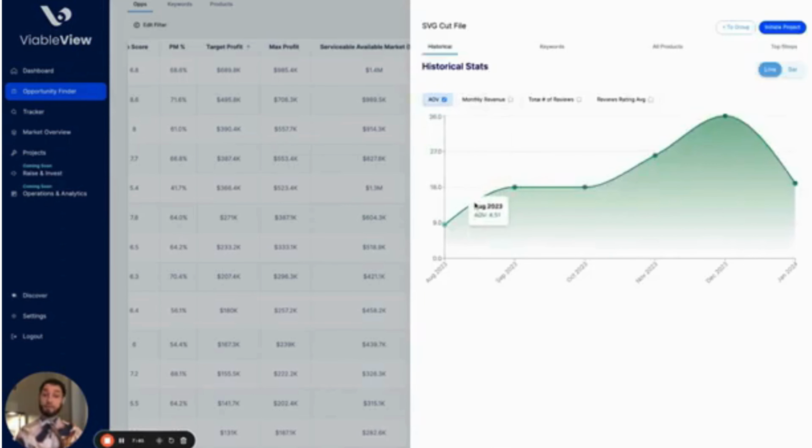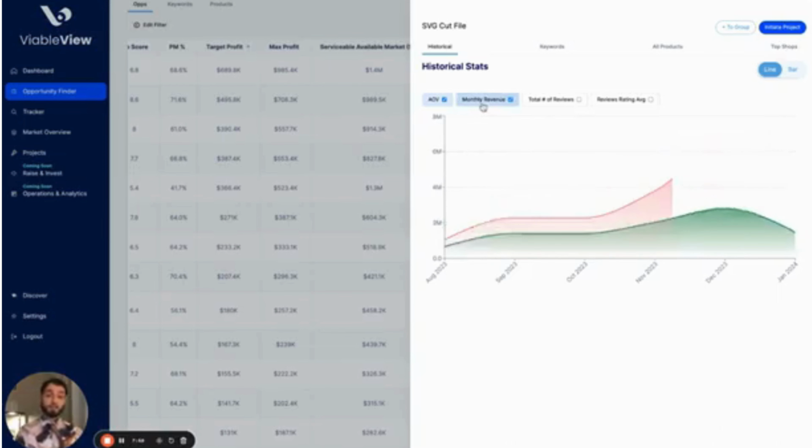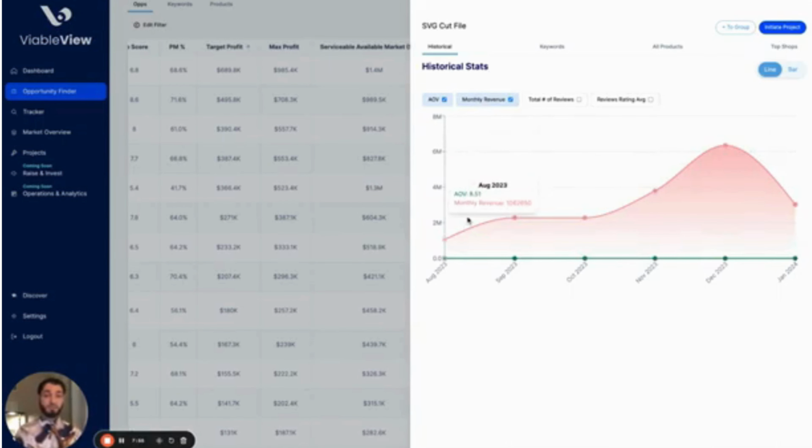Here we have the average order value, or the price over time. It looks like the average price in August was $8 and the average price in December was $36, a pretty significant increase in the price. We can chart the monthly revenue. It looks like it went from 1 million in August all the way to 6.3 million in December, and down in January already, that's 3 million, and we're only halfway through January.